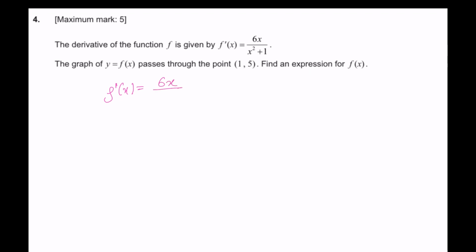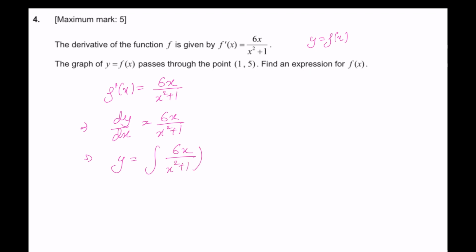So f dash x can be written as dy by dx. If we say that y is equal to fx, it's equal to 6x divided by x square plus 1. To find y in terms of x, we have to integrate both sides. So I can transfer the dx to the other side and integrate. The left side becomes y, and the right side is 6x dx divided by x square plus 1.